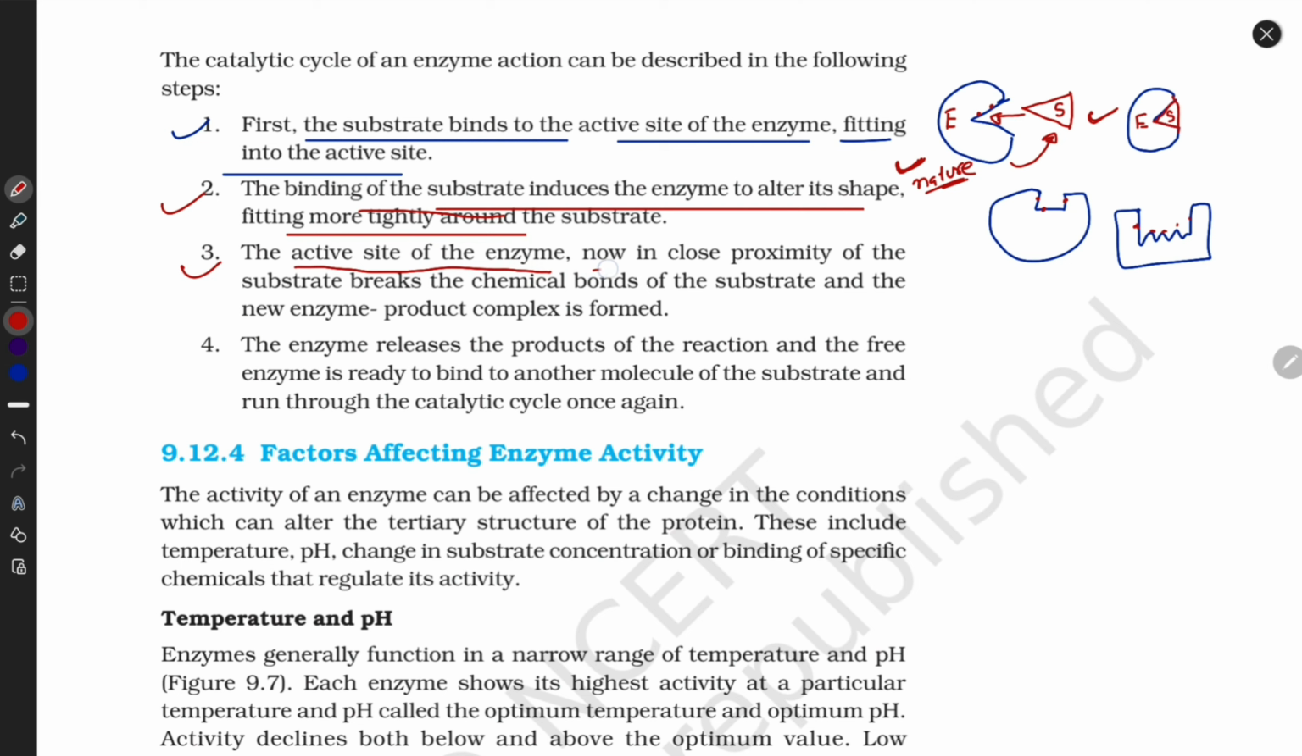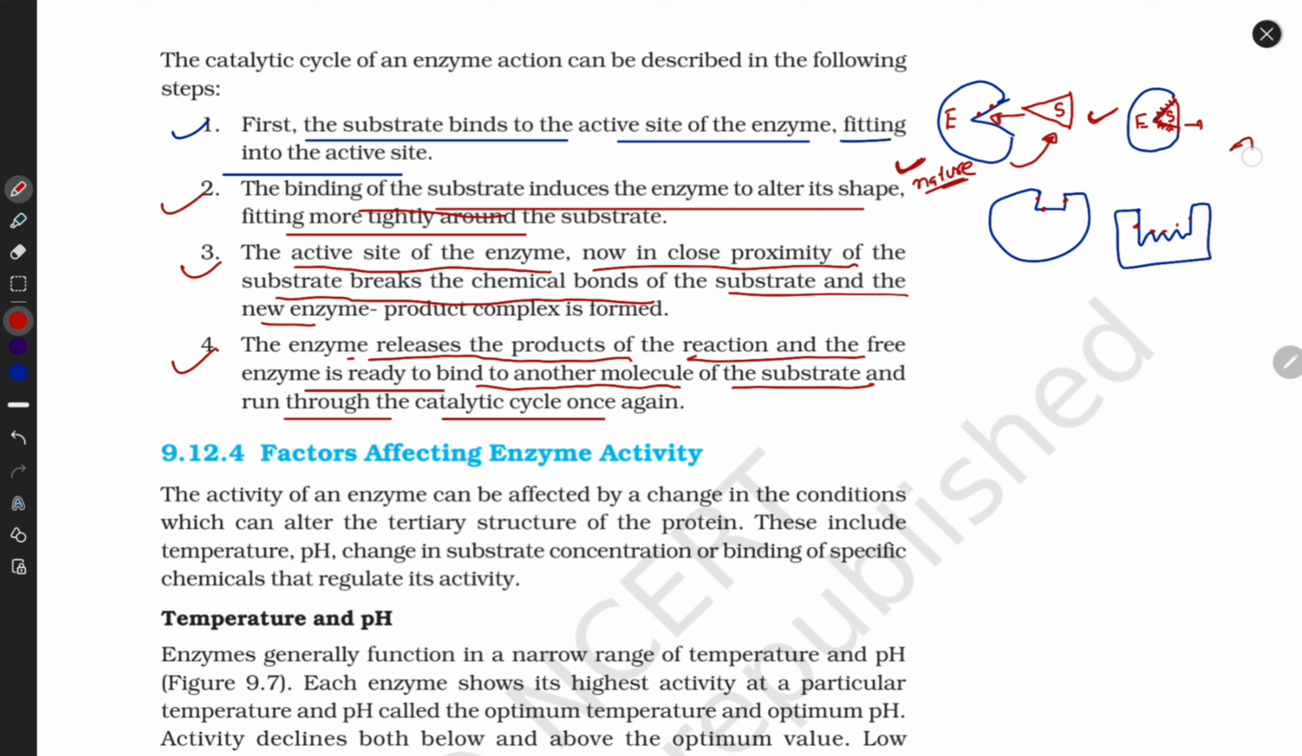At the active site of the enzyme, the close proximity to the substrate breaks the chemical bonds of the substrate. Now the enzyme releases the product of the reaction, and the free enzyme is ready to bind to another molecule of the substrate and run through the catalytic cycle once again. They break chemical bonds, including covalent bonds, and the substrate changes into product, but the enzyme remains the same.